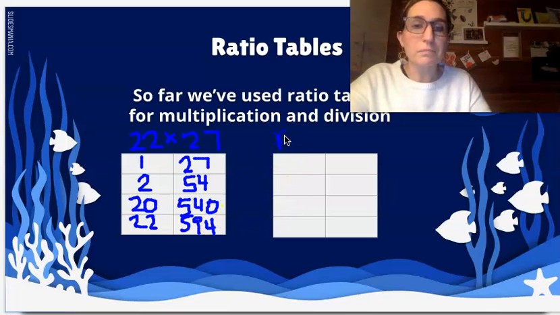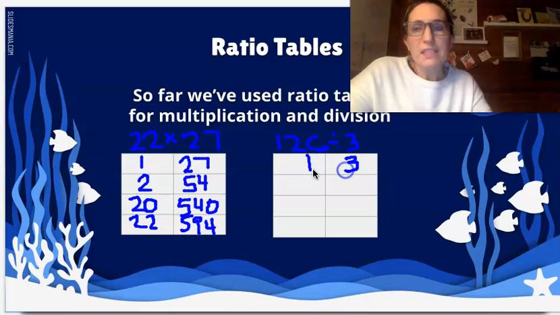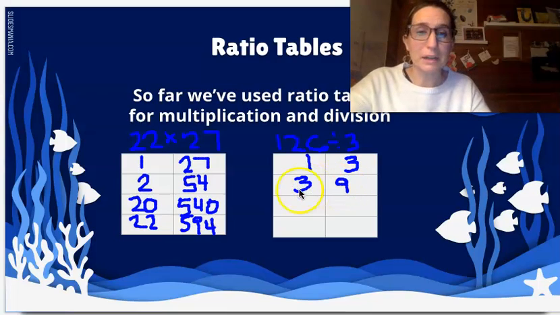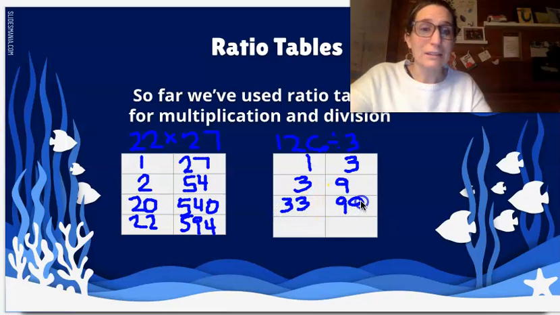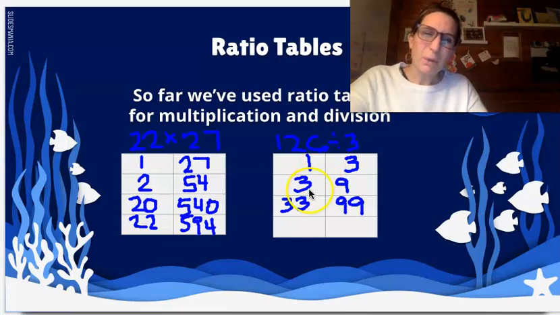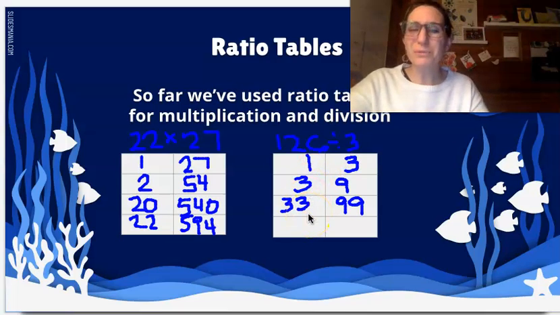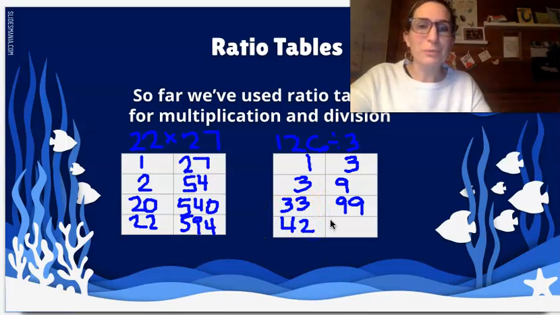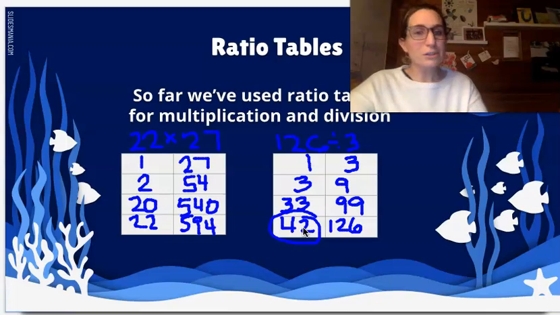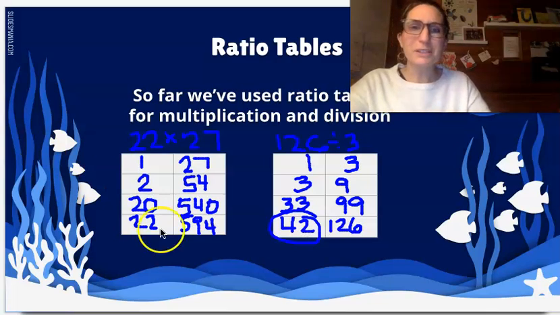We've also solved division problems with ratio tables. So 126 divided by 3, we might have looked at one group of 3, and then 3 groups being 9. That's not nearly big enough. Maybe we looked at 33 groups being 99. That's still not big enough. But we do know that 9 times 3 is 27, so we could do 9 more groups. So 42 groups is 126. So we know that 126 divided by 3 is 42. That's two ways we've used ratio tables. Let's use them a different way today, though.